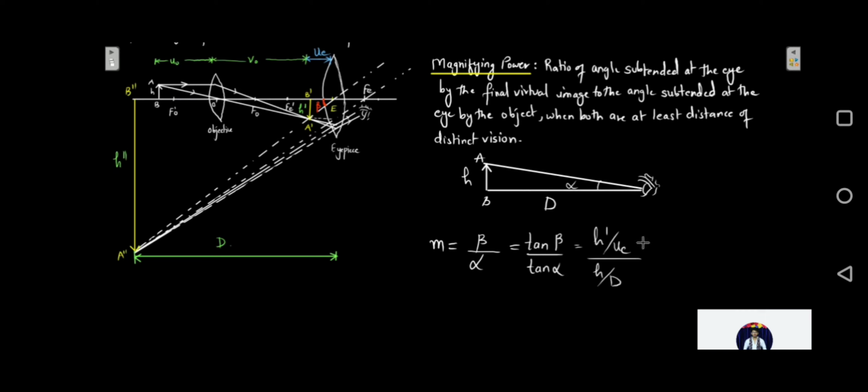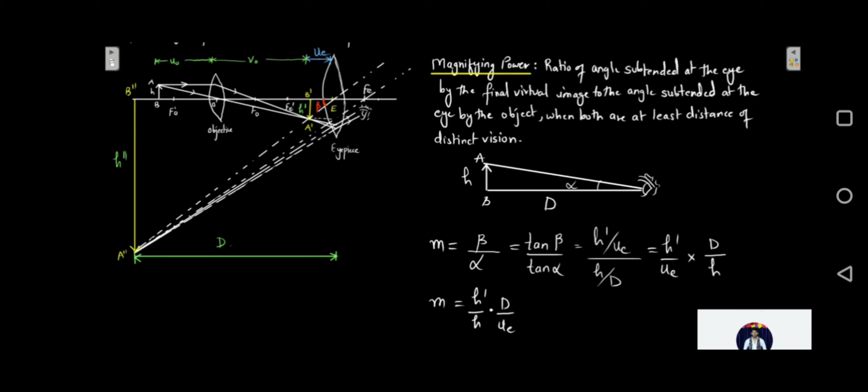Okay, so what do you get over here? The magnification is going to be H dash upon UE multiplied by D upon H. So I can just rearrange this to say that M will be equal to H dash upon H multiplied by D upon UE.